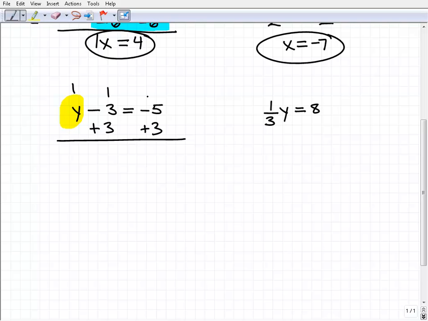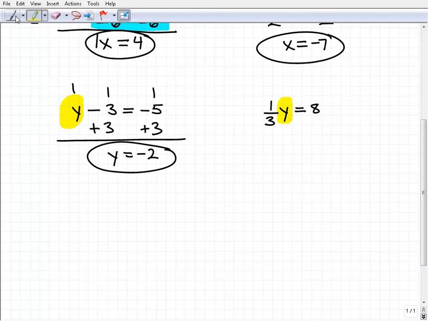So I'm going to add down. So I get y plus nothing is y. Negative 3 plus 3 is 0. And negative 5 plus 3 is negative 2. And that is my solution. Okay, let's go ahead and finish up this problem set.